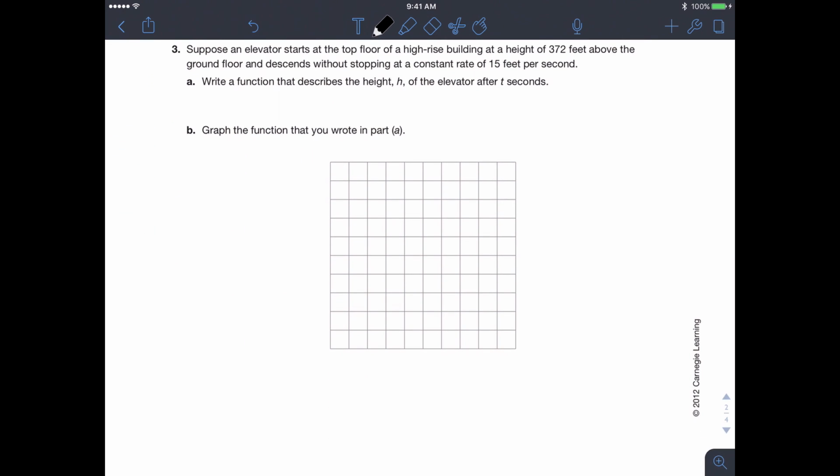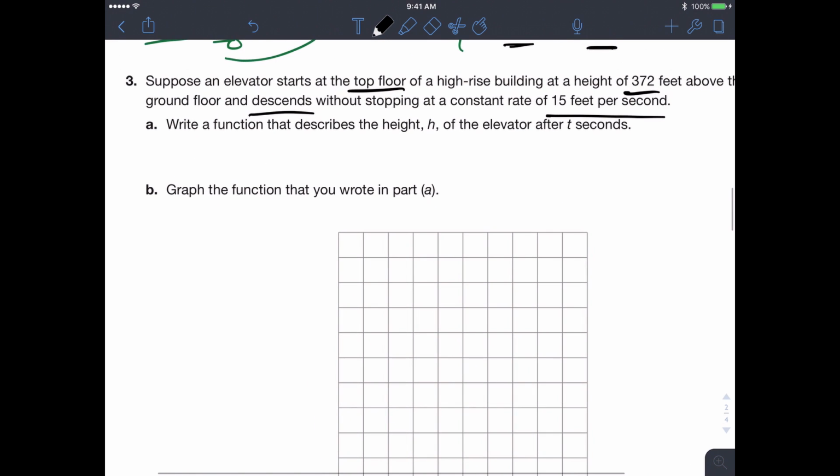Number 3. Suppose an elevator starts at the top floor of a high-rise building at a height of 372 feet above the ground and descends. Descends means what? To go down, without stopping at a constant rate of 15 feet per second. So they give us everything. Write a function that describes the height h of the elevator after t seconds.